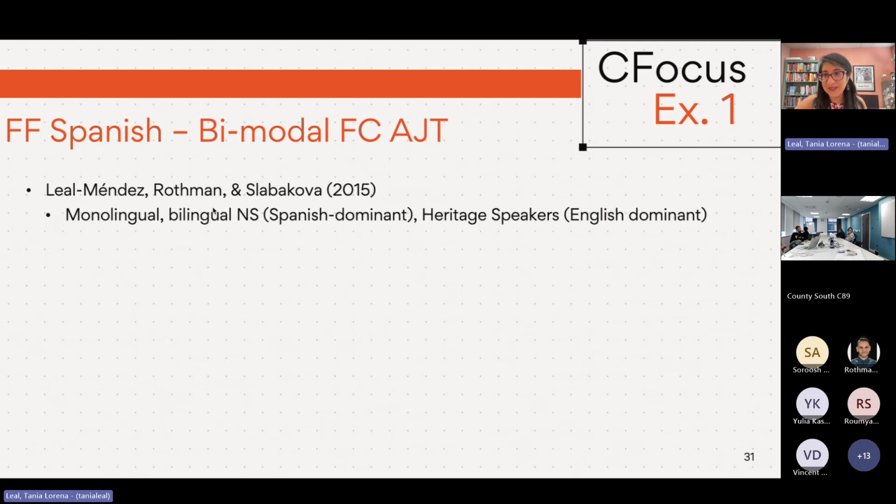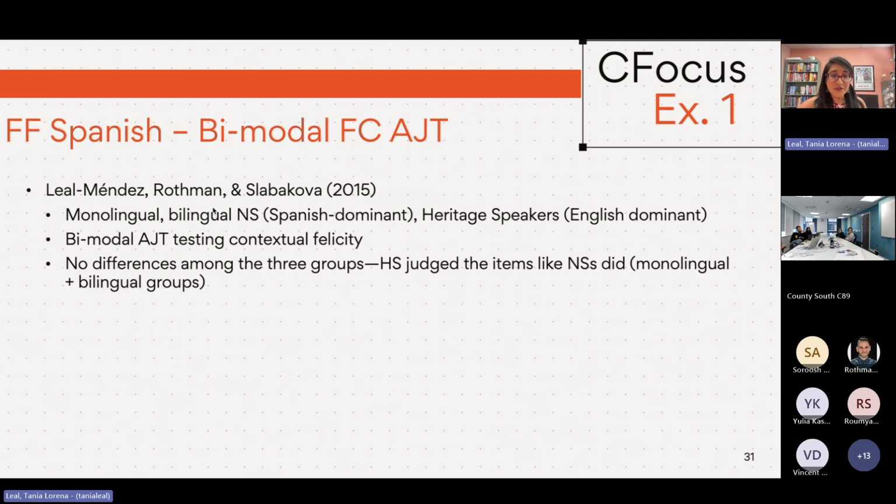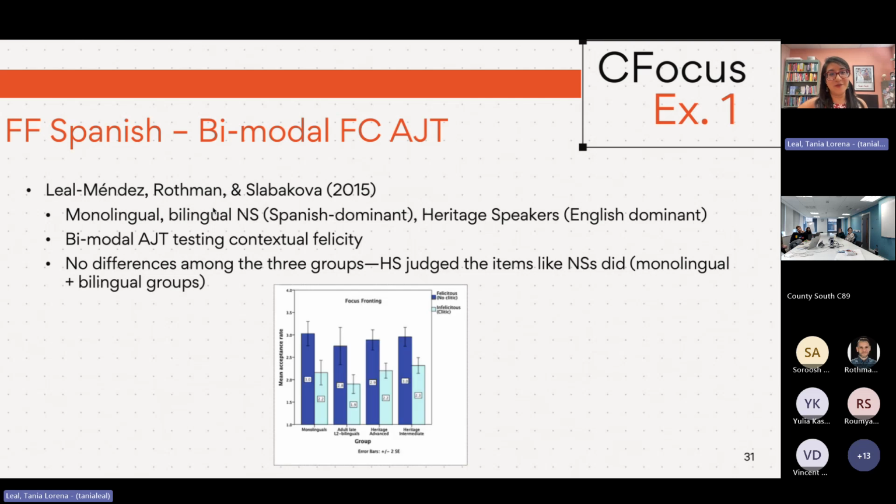We are child bilinguals. And we did those speakers who grew up with Spanish at home, but were now English dominant. And we compared 3 groups of native speakers: monolingual Spanish speakers, Spanish dominant bilinguals who were in the US, and heritage speakers, which are also native speakers, but English dominant, right? And interestingly, we found really no differences between the groups.